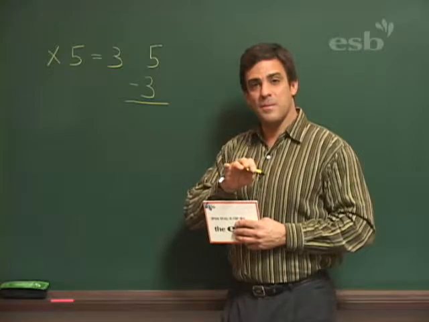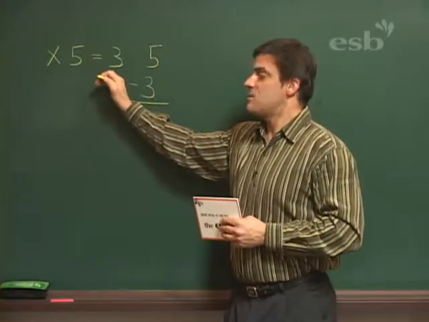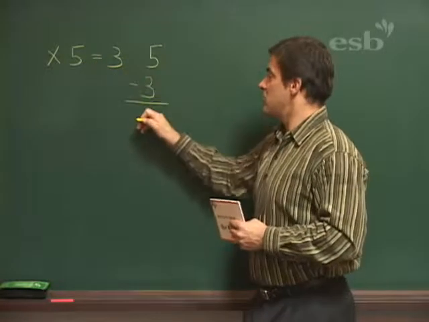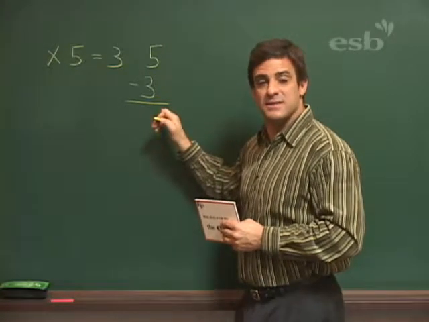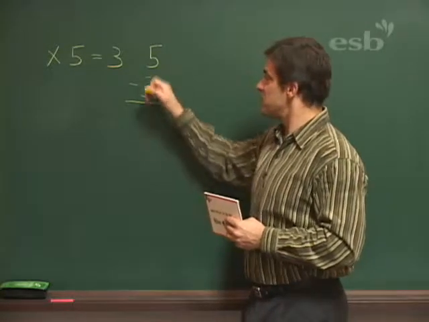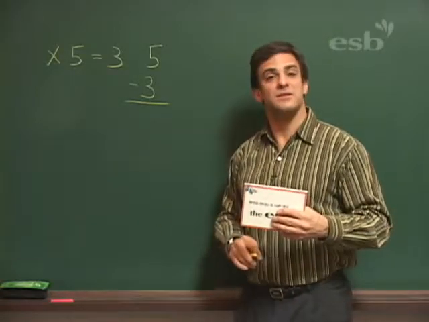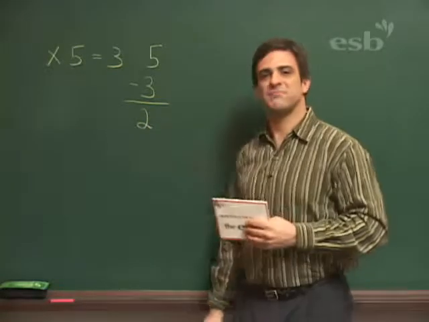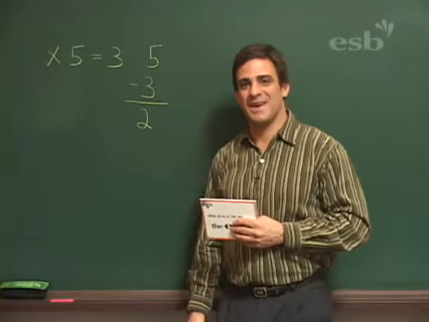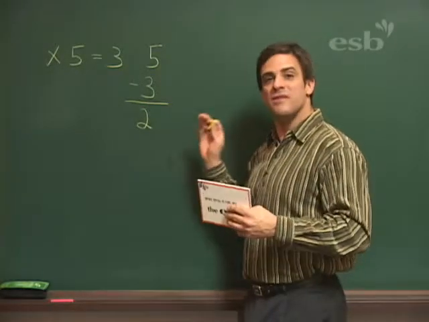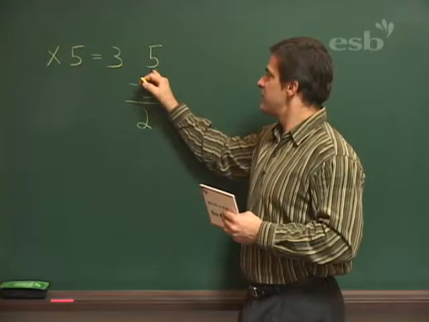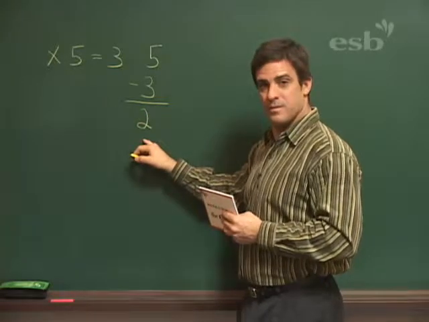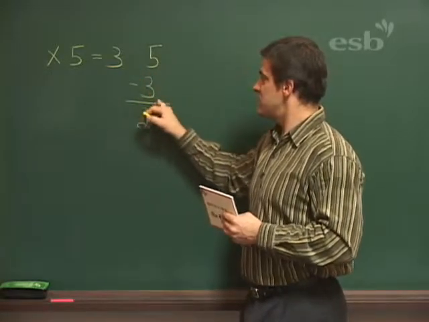We already know that 5 and 3 are not the same, not equal. So, we will find the difference between 5 and 3. What's the difference between 5 and 3? Ta-da! 2. Okay, very good. So now we have found the difference. 5 minus 3 equals 2.